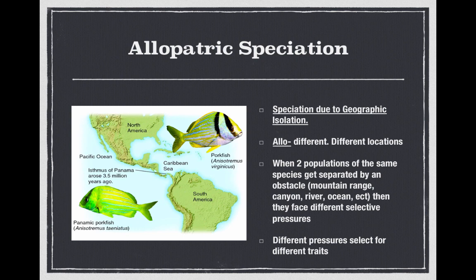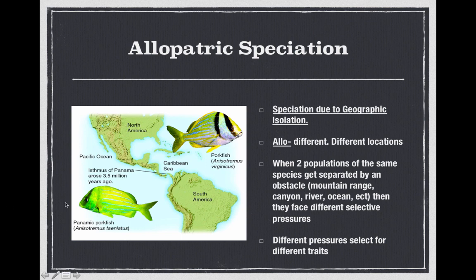This is where you have a species that develops because of geographic isolation. Allo means different, so with allopatric speciation, your species are developing because they're in different locations. So when two populations of the same species get separated by an obstacle, whether it's a mountain range, a canyon, a river, ocean, all those different things, then they face different selective pressures because they have different environments. Again, this goes back to evolution and natural selection.